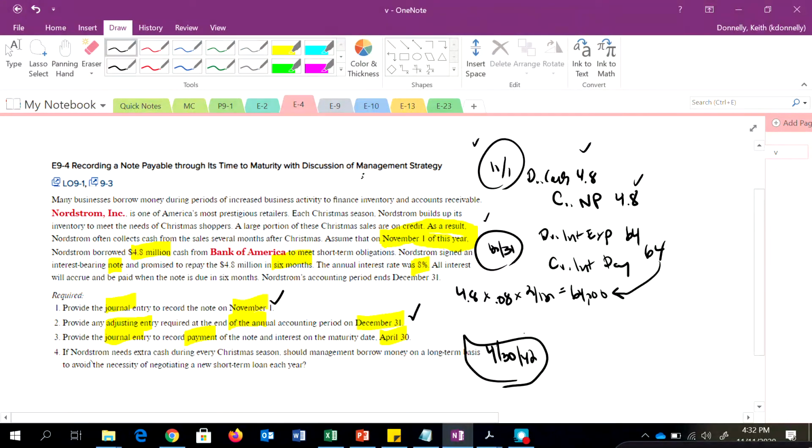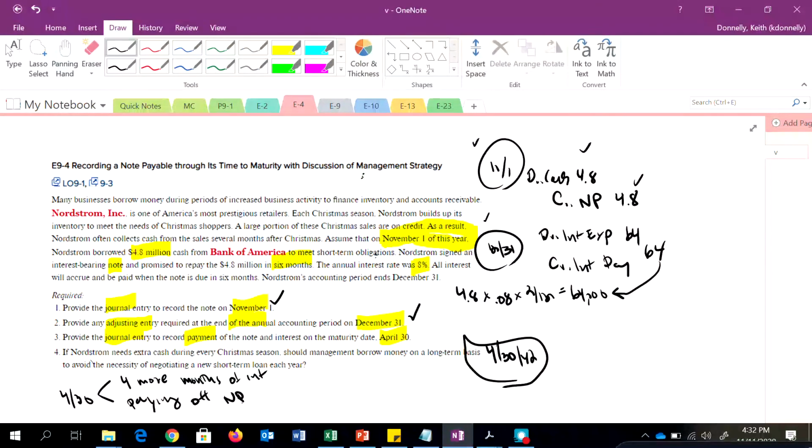So there's 2 things we really have to do on 4/30 when we do this journal entry. We need to account for 4 more months of interest expense, and we also need to account for paying off the note payable. That's when it's due. We got to pay it off. So first off, let's take care of the first item here when we look at this. So we got 2 things.